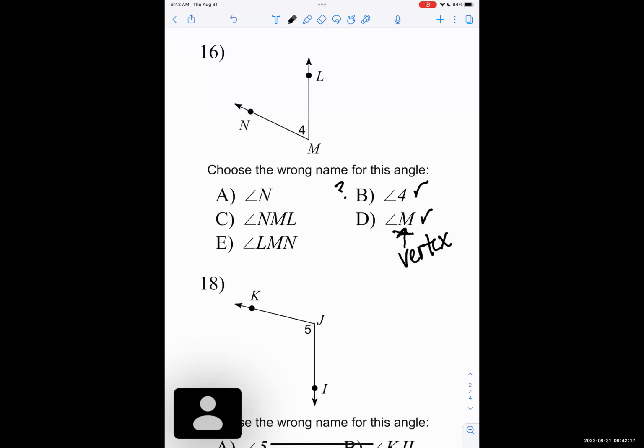Now notice, it could be just M. Notice M is the vertex. It must be in the middle. M must be in the middle. So what is the only one that is not a correct naming of the angle? Correct. That leaves A. That is the wrong one. All the rest are correct.